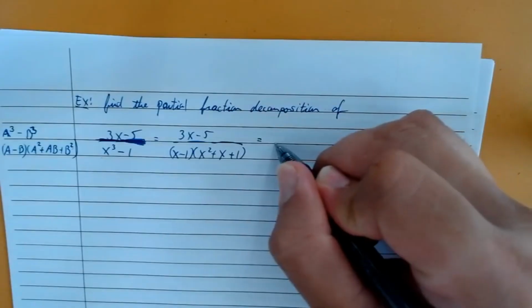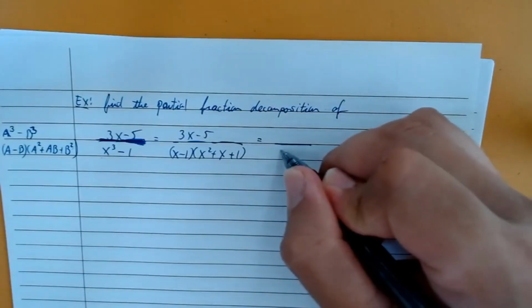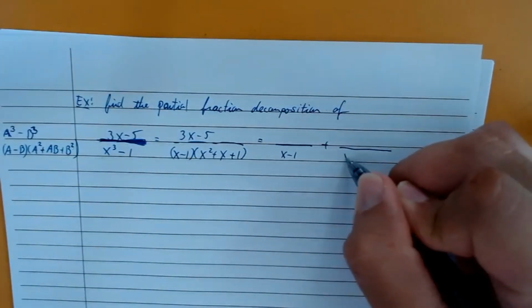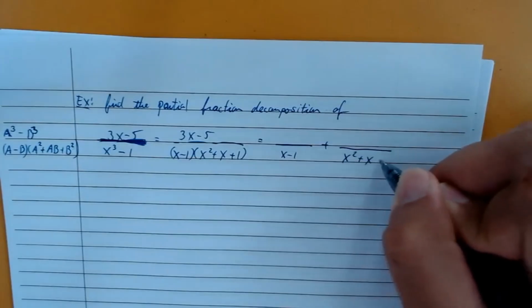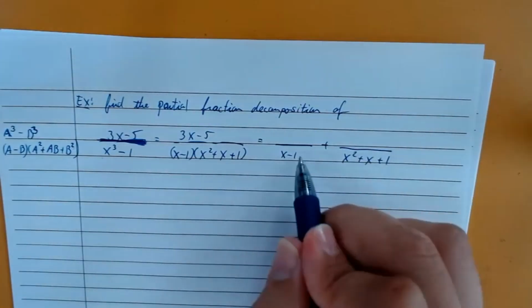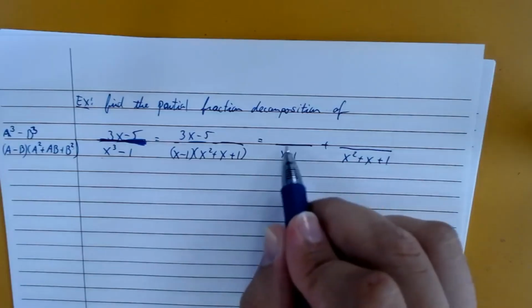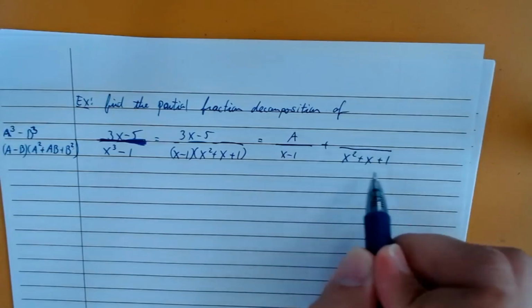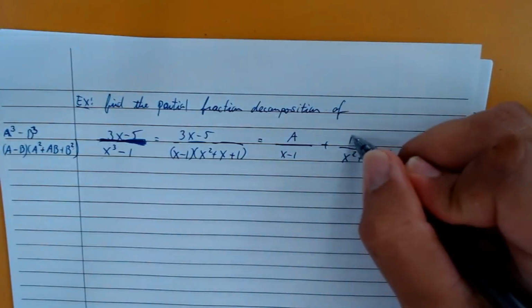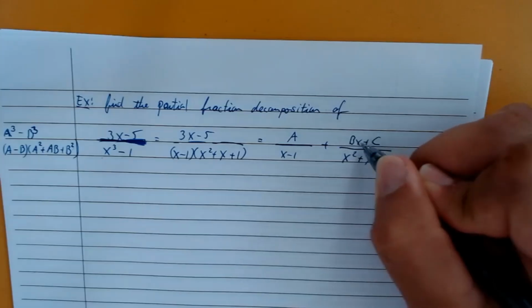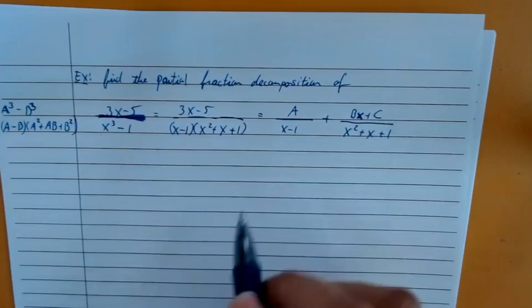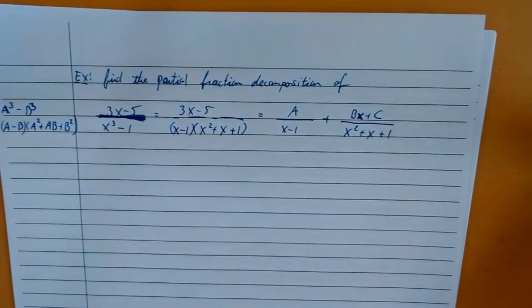So that means that this expression would separate as something over x minus 1 plus something else over x squared plus x plus 1. Since that denominator is linear, your numerator would be constant. And since this denominator is quadratic, the numerator would be linear. Okay? So now we can solve for a, b, and c.